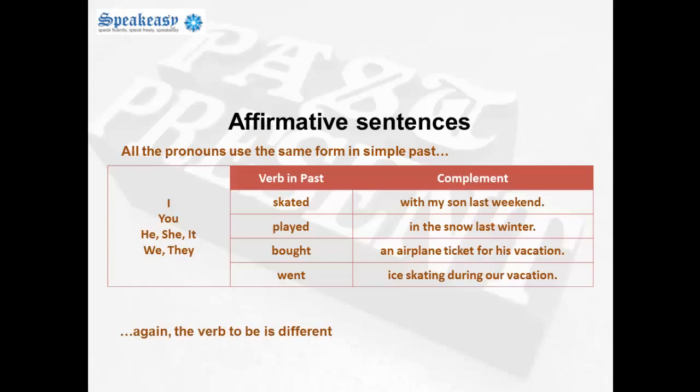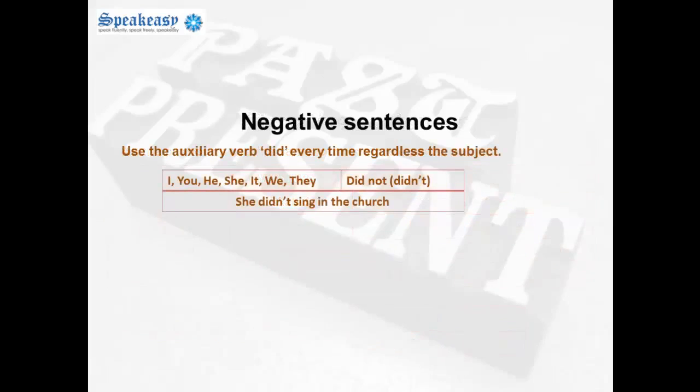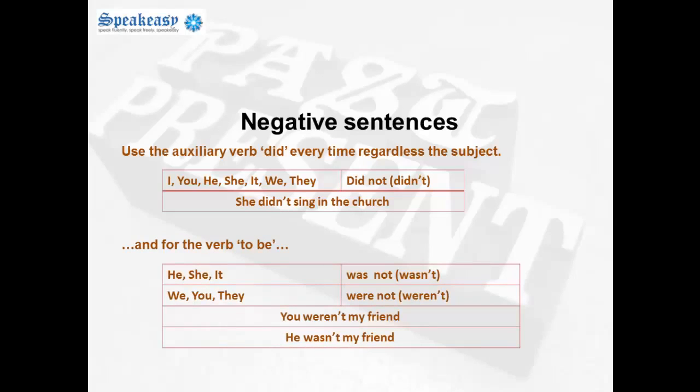Again, the verb to be is different. We use was with I, he, she, and it, and we use were with we, you, and they. Use the auxiliary verb did every time, regardless of the subject. She didn't sing in the church. And for the verb to be, he wasn't, she wasn't, it wasn't. We weren't, you weren't, they weren't. You weren't my friend. He wasn't my friend.